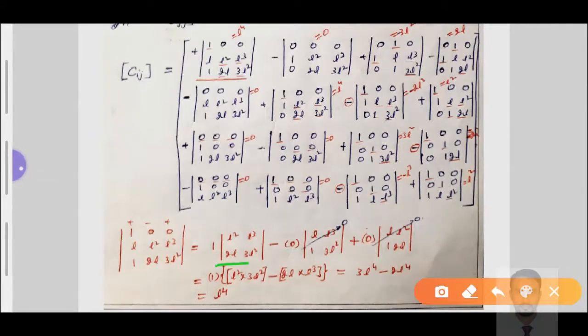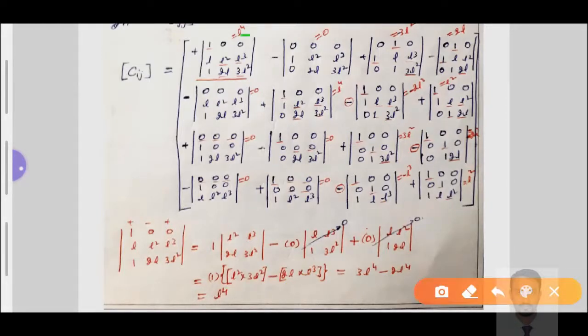Then we know how to resolve a 2 cross 2 matrix, cross multiply: 1 into L square into 3L square, minus 2L into L cube. This goes 0 and this goes 0. Only this remains here. Then rearrange this one: L square times 3L square becomes 3L power 4, and 2L into L cube becomes 2L power 4, minus that one. So 3 minus 2 equals 1, L power 4.